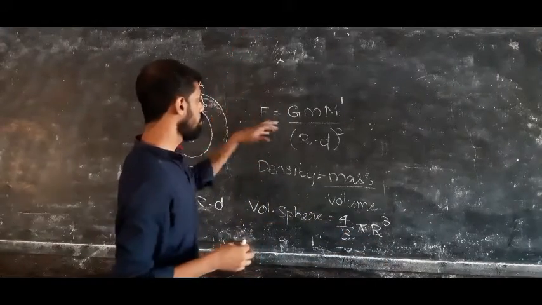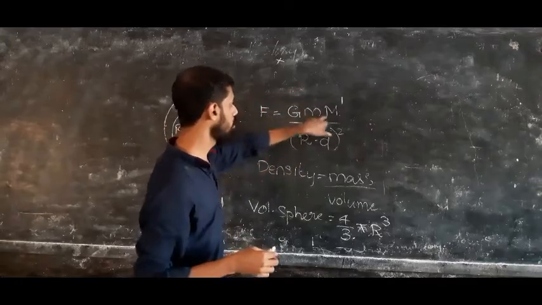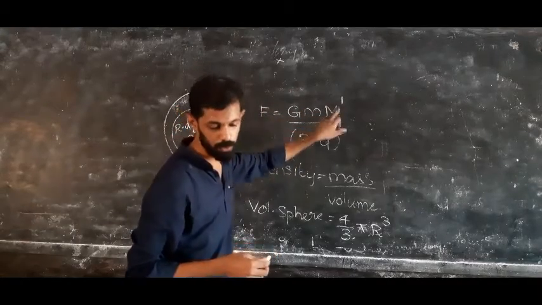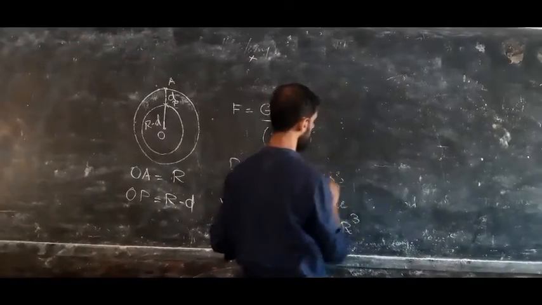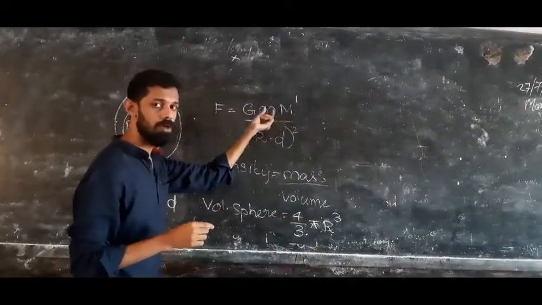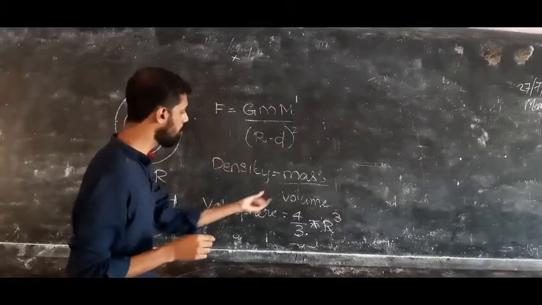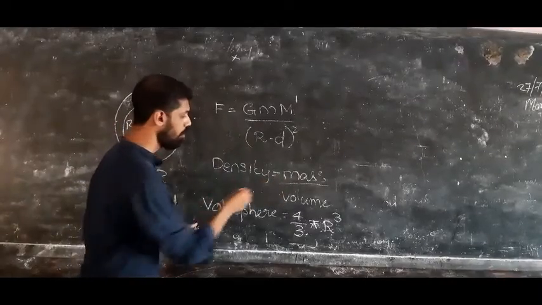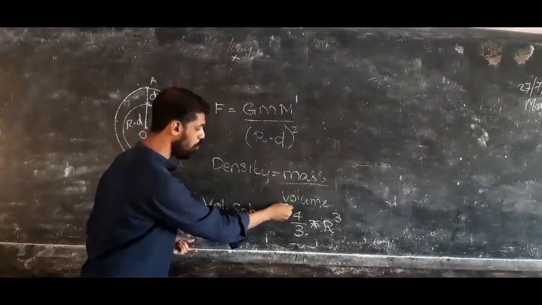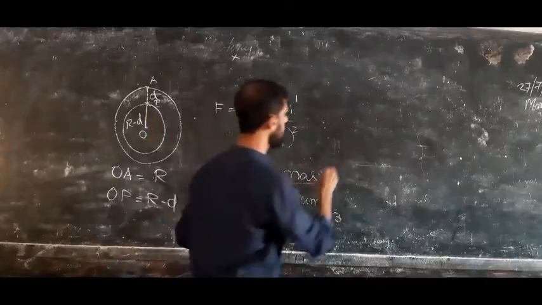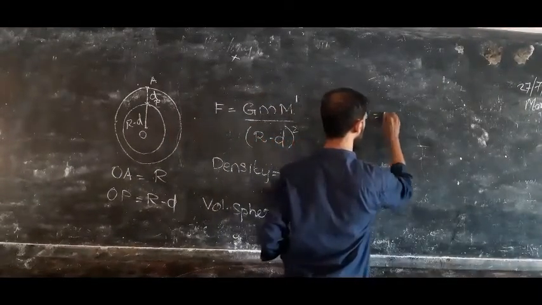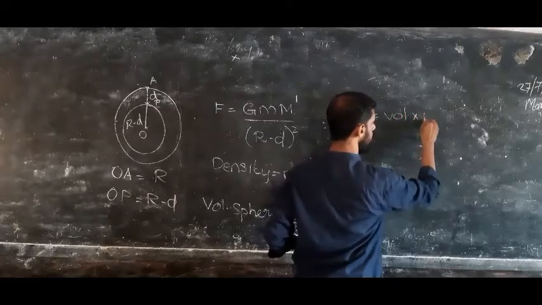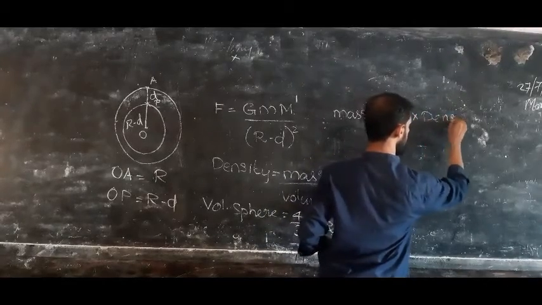Now we are going to find m dash. M dash means what? Mass. How can we form the mass equation from this one? Mass equals volume into density, right? So mass equals volume into density.